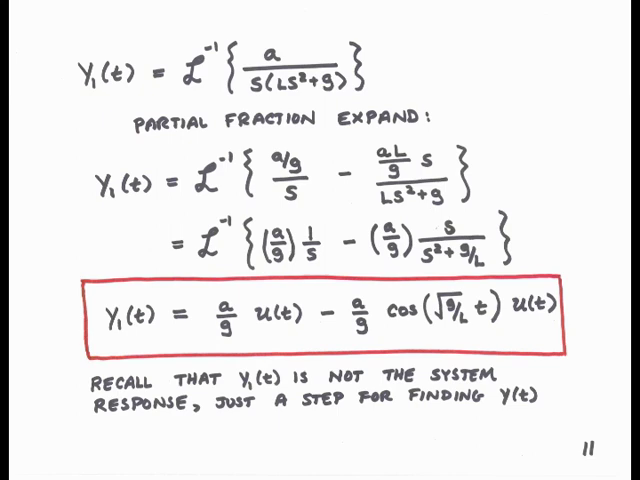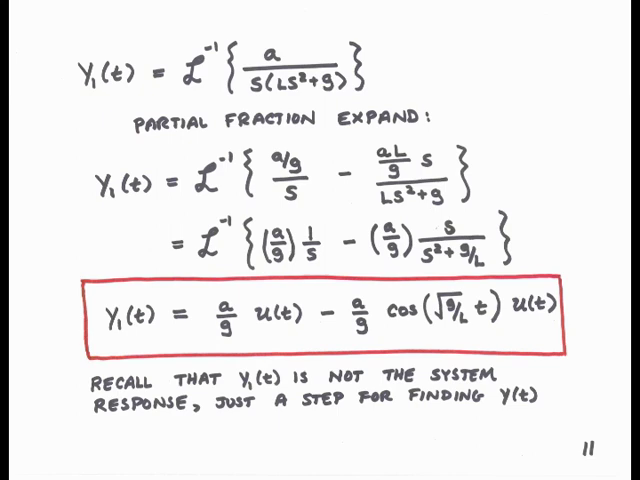Here are some things to note about this solution for y1 of t. First, y of t is an angle, and therefore it is dimensionless. Since y1 of t is a portion of this, y1 of t also has units of angle, and is therefore dimensionless as well. So it's not surprising that we find the term a over g as the constant out front here. A and g both have units of acceleration, so a over g is unitless.